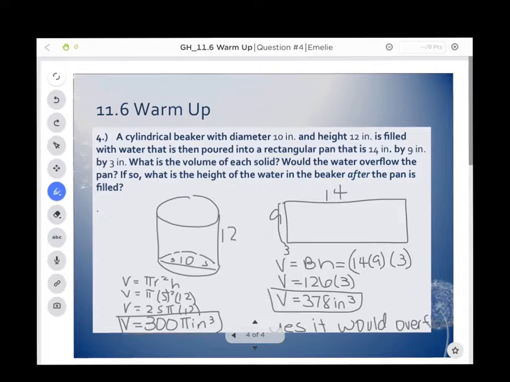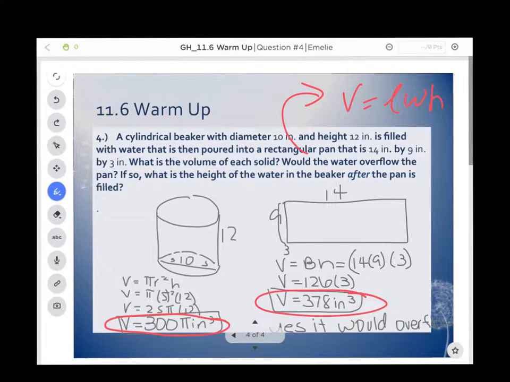So first, baby steps, right? The cylinder. If you want to find the volume of the cylinder, you had to take the diameter, cut it in half, which is 5. 5 squared is 25. 25 times 12 gives you the volume of the cylinder is 300 pi. Then it says the water's poured into a rectangular pan. If you could picture a rectangular pan with a lid, if it was solid, it would be a rectangular prism, right? And the volume of a rectangular prism is length times width times height. So 14 times 9 times 3 gives you 378 cubic inches.